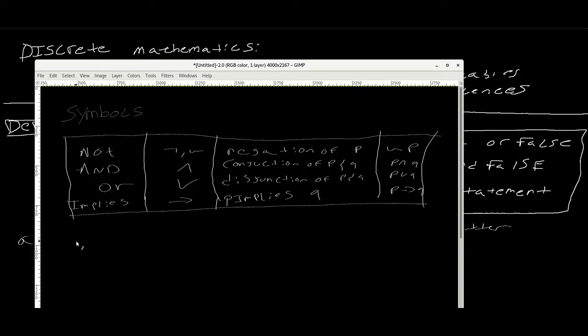The negation of P is a squiggly line and a P. Conjunction of P and Q is P and Q. Disjunction of P and Q, and P implies Q.